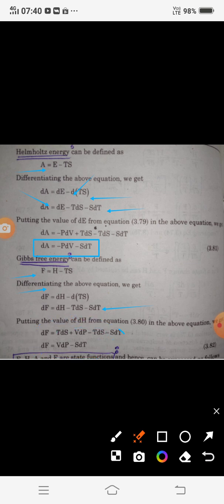This is all about the relations that you have studied. Number one was about the internal energy, then you studied enthalpy, third Helmholtz energy, and last Gibbs free energy. We are going to study and explain these four phenomena in the further derivation. This is not the end of the question.